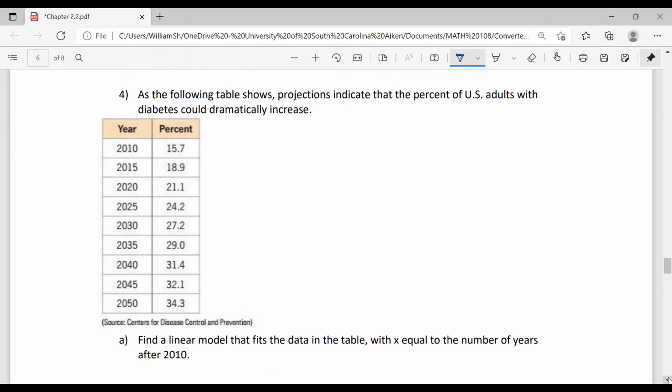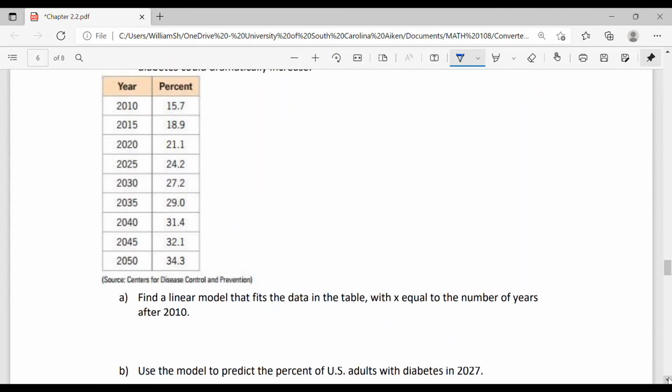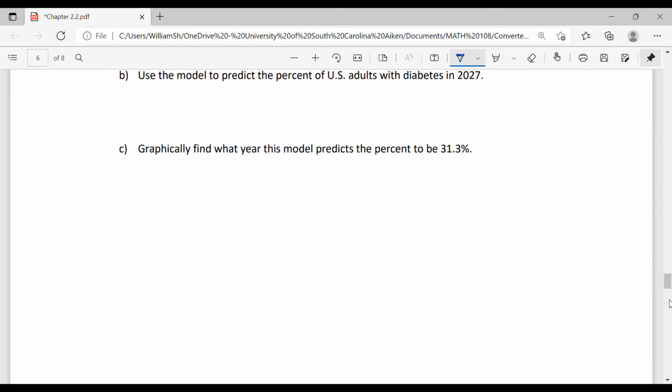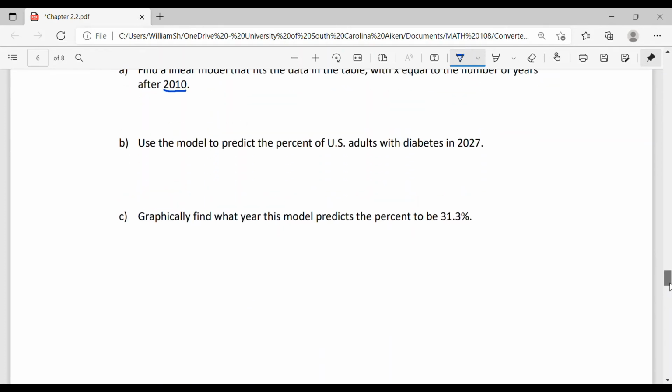Well, let's look at number 4. Number 4 says, as the following table shows, projections indicate that the percent of U.S. adults with diabetes could dramatically increase. A says, find a linear model that fits the data in the table with X equal to the number of years after 2010. That's important. And use the model to predict the percent of U.S. adults with diabetes in 2027. Ooh, did a big jump there. And graphically find what year the model predicts the percent to be 31.3.